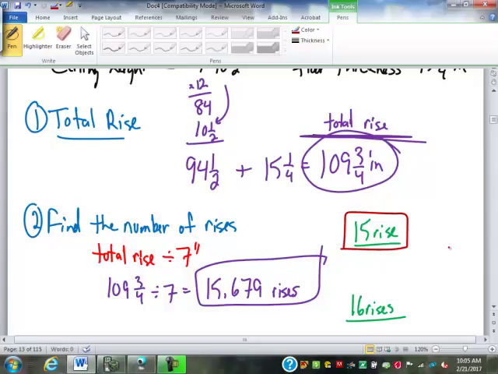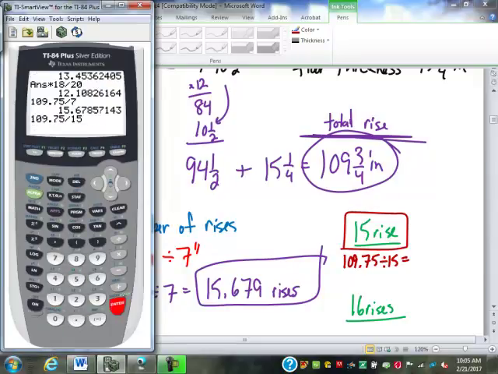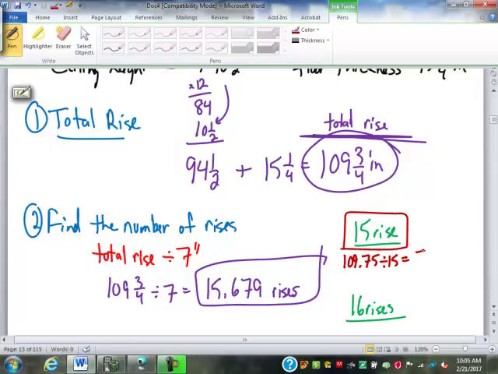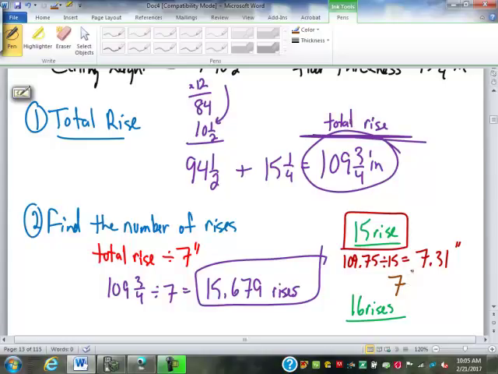Let me show you what I mean. We go back to the 109 3/4, 109.75. We're going to divide by 15 this time. 7.31 is exact. So 7.31 inches. So that is 7, and the 0.31 times 16 is 4.96, so 5/16. So 7 and 5/16, just a little bit more than 7 1/4.